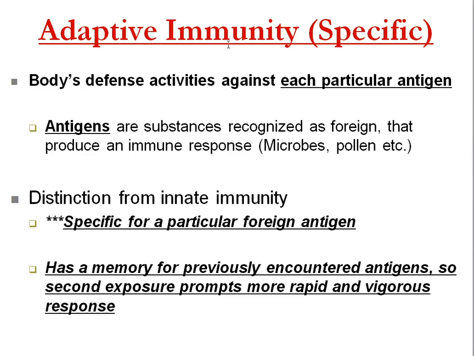Now, adaptive immunity. This is your learned immunity. This is specific. So the body's defenses against each particular antigen. So antigens are substances recognized as foreign that produce an immune response. We're talking microbes, pollen, anything that's not supposed to be there. This is the distinction from innate immunity, that we are looking for something specific for a particular foreign antigen. We have a memory of previously encountered antigens, so a second exposure prompts a more rapid and vigorous response because we've already been there once. So when it happens again, we're more prepared.